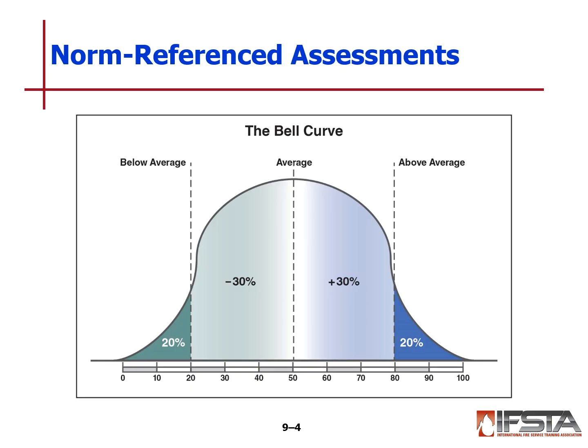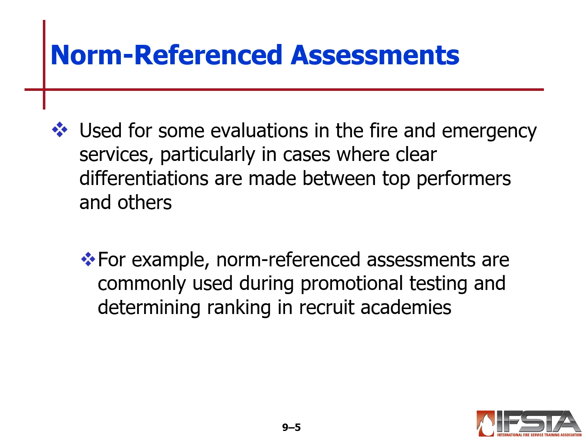Here's an example of norm-referenced assessment, the bell curve. You can see that 20% are below average, 20% are above average, and then we've got 60% in the middle. This type of assessment is used for some evaluations in the fire and emergency services, particularly in cases where clear differentiations are made between top performers and others. For example, norm-referenced assessments are commonly used during promotional testing and determining ranking in recruit academies.